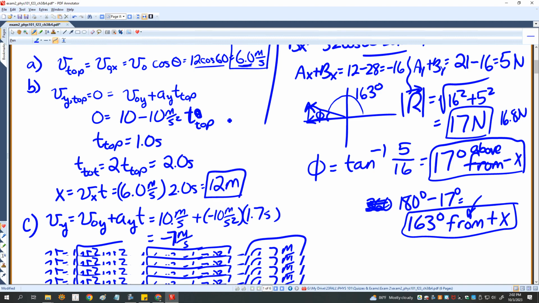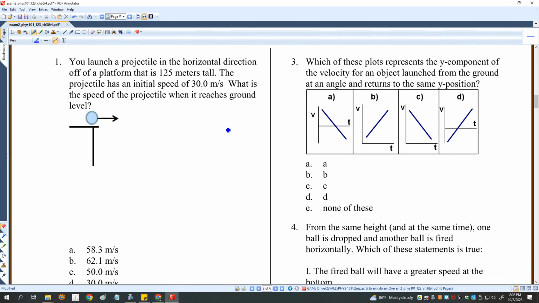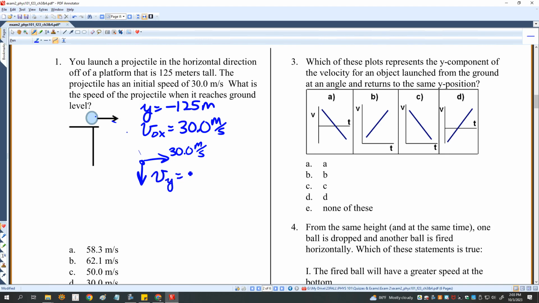Okay, tough free response. A lot of vectors there. You launch a projectile in the horizontal direction off a platform that's 125 meters tall, so y is negative 125. The projectile has an initial speed, that's all in the x direction, of 30 meters per second. I want to know the speed of the projectile when it reaches ground level. Remember, it's going to have an x component that will be 30 meters per second. And then I also want to know what is the y component. So I need to know what is Vy.